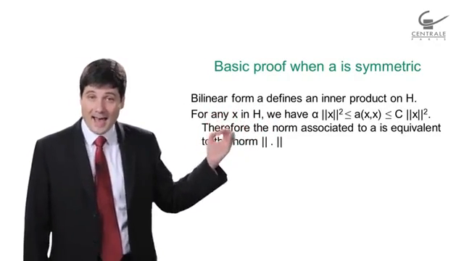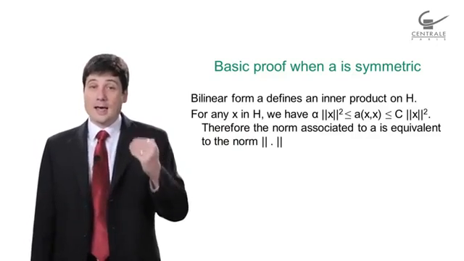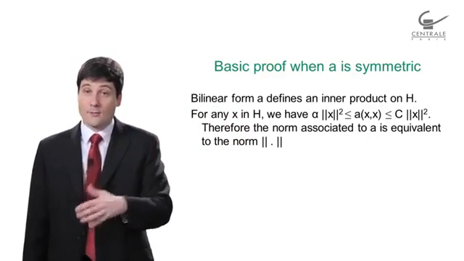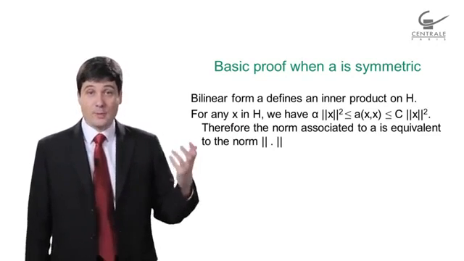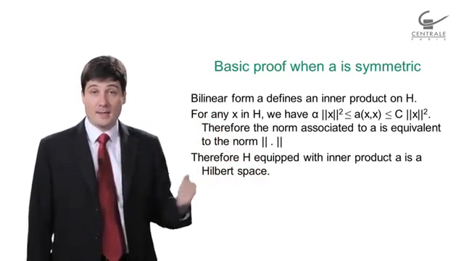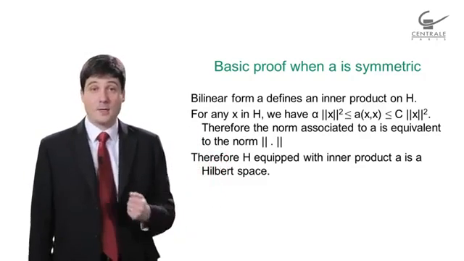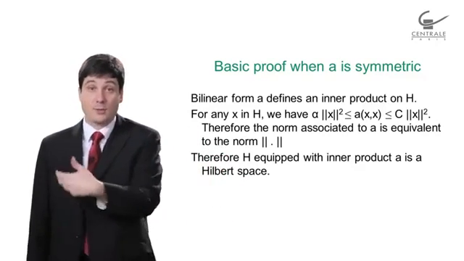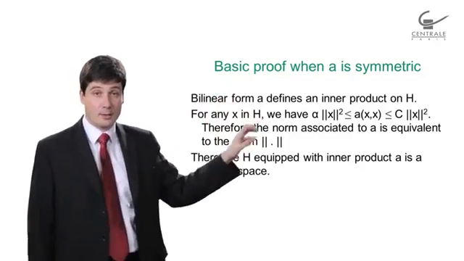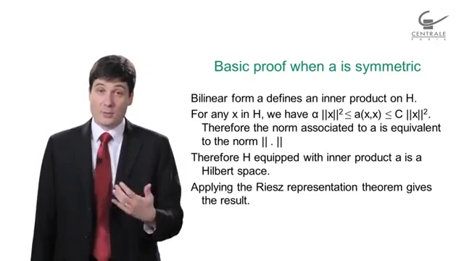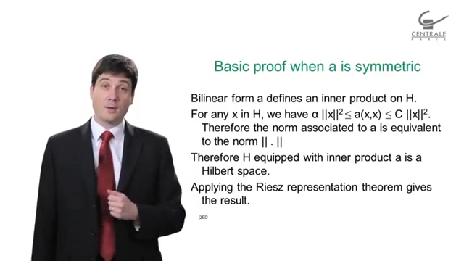So the norm here is the norm of the Hilbert space. What we would have is that the norm associated to A would be equivalent to the norm of H. So H could be equipped with the inner product A and could also be a Hilbert space. Basically, H is a Hilbert space with both the natural inner product and the inner product corresponding to A. And of course, by using the Riesz representation theorem, we would obtain the result.